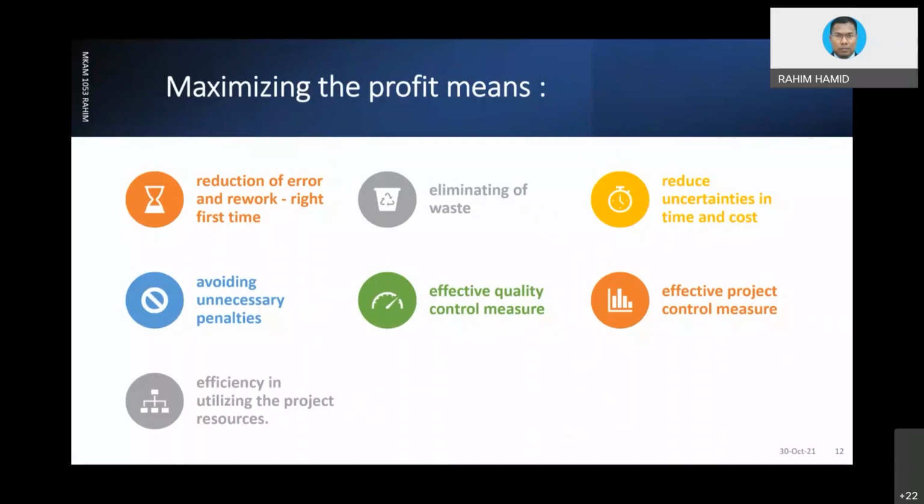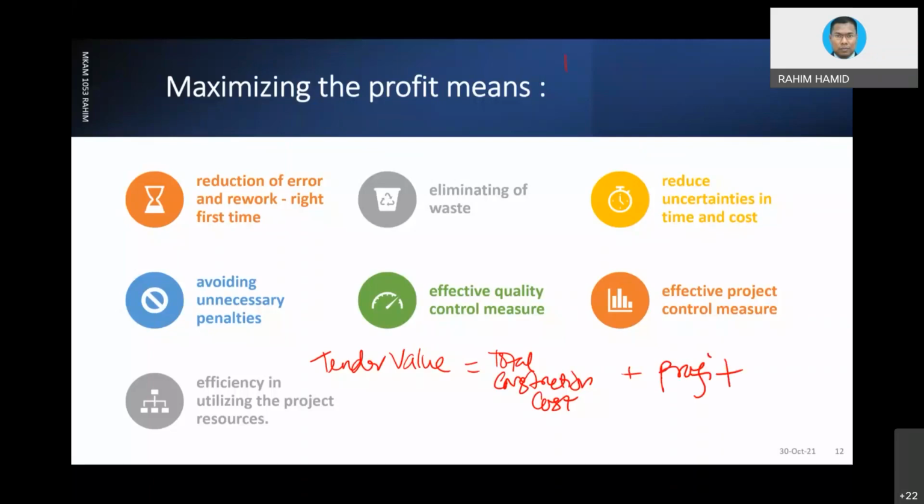Now let's go back to the fundamentals of, for instance, tender. Okay, let me write it here. Tender value is equivalent to total construction cost plus profit.